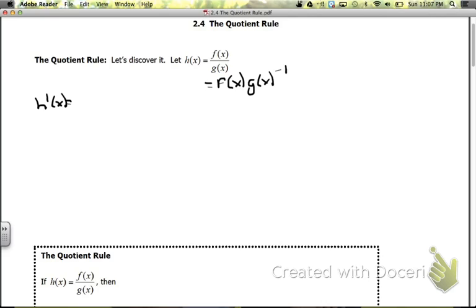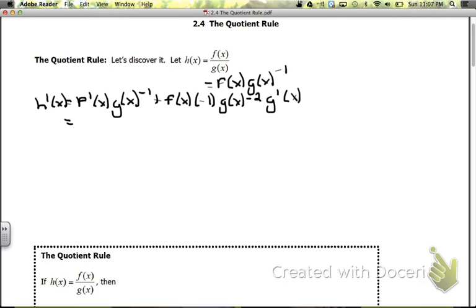So our h prime of x is equal to our f prime of x times g of x to the power of negative 1, plus f of x times negative 1, because we're taking the derivative of our g of x to the power of negative 1, times our g of x to the power of negative 2 times our g prime of x.